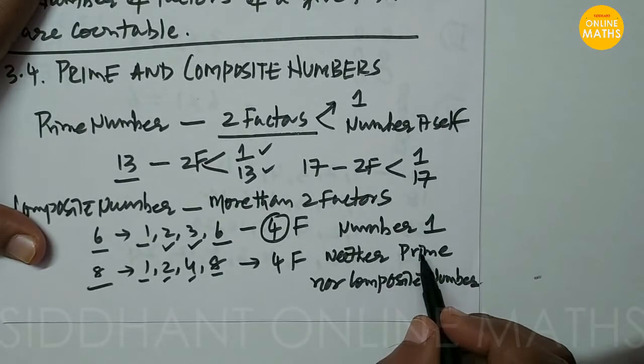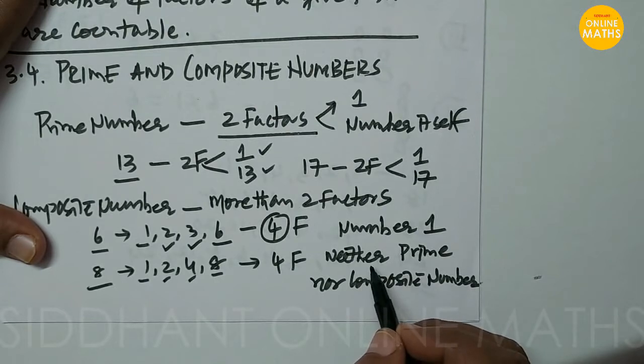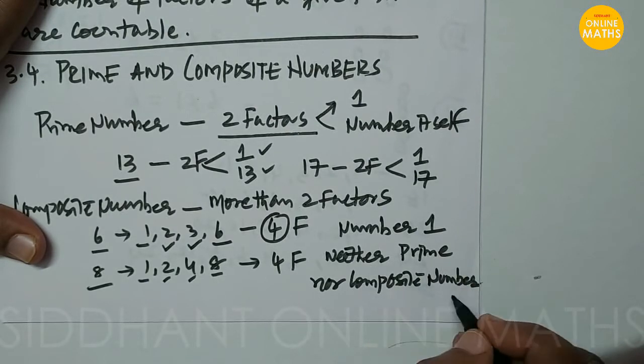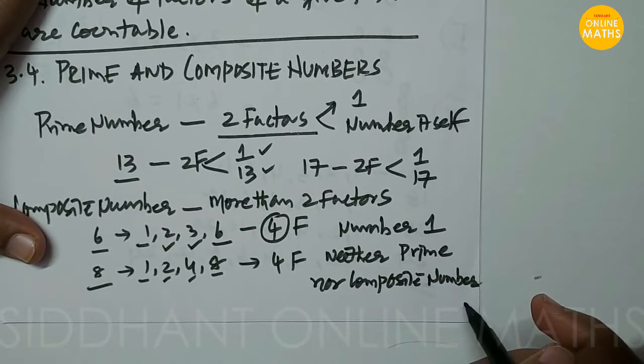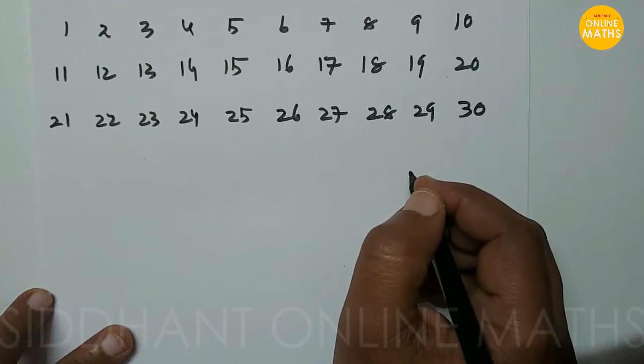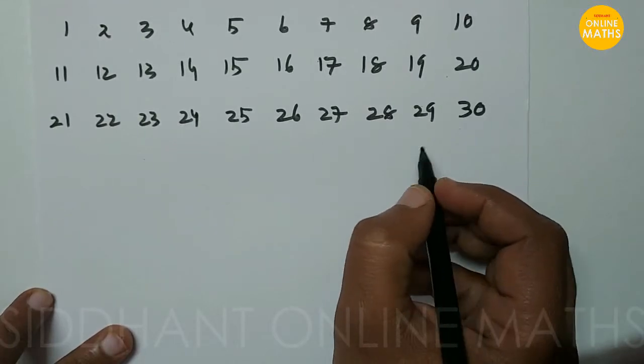Now coming to the number 1, the number 1 is neither prime nor a composite number here. So this we have to note down. So it is neither prime nor a composite number. Let's check the prime numbers from 1 to 30 here.